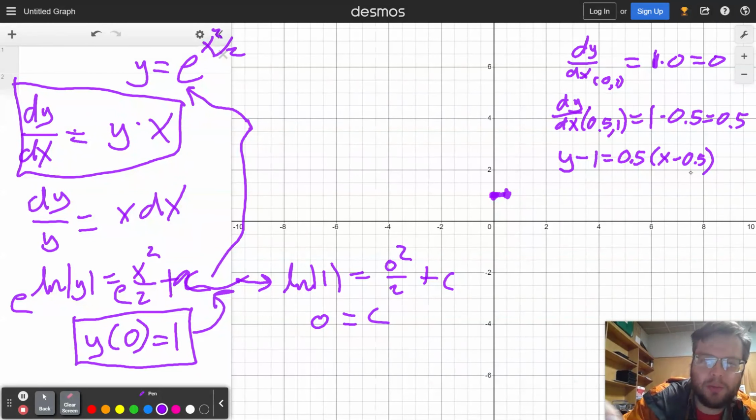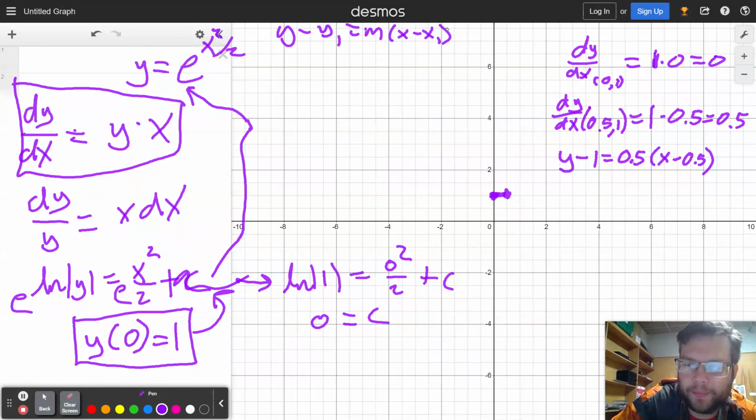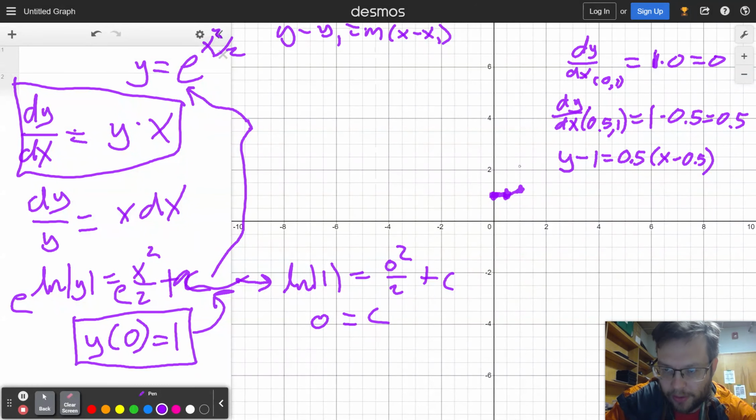I'm using point slope form, which, if you need a reminder, is y minus y1 equals m times x minus x1. That line right there, I'm going to go 0.5 units over, with a slope of 0.5. So it's going to go up like this, right here. At the next value, I'm going to go up another 0.5. I'm going to be at x equals 1.